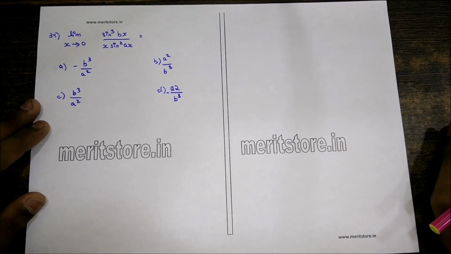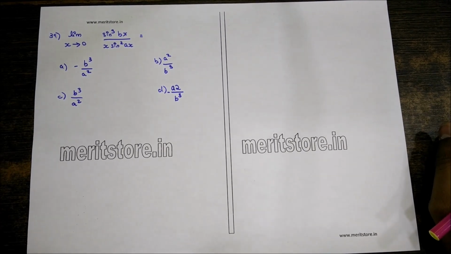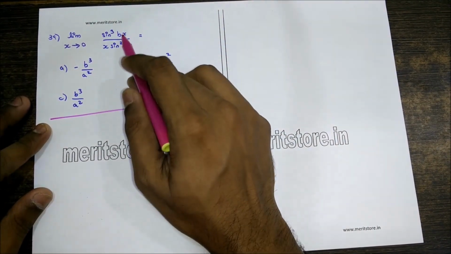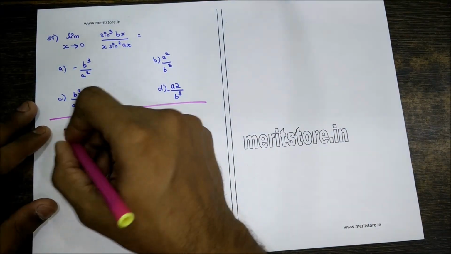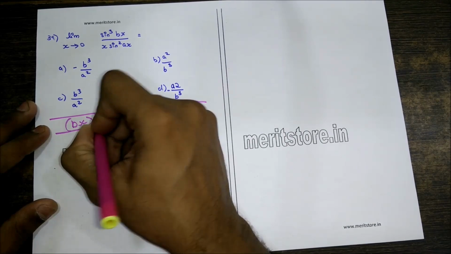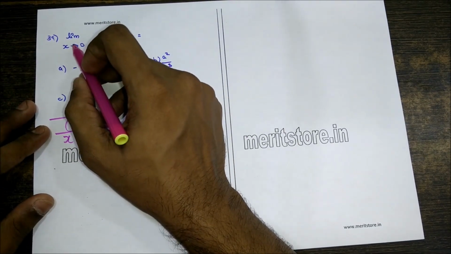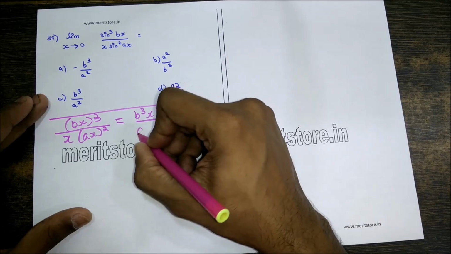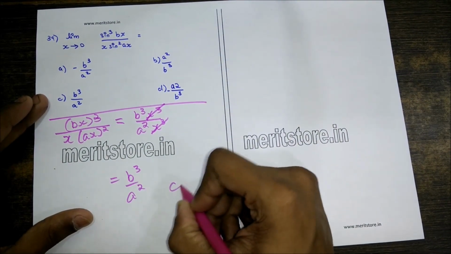Limit of x tends to 0, sin cube bx by x sin square ax equals a minus b cube by a square, b a square by b cube, c b cube by a square, or d minus a square by b cube. So we can write this as sin cube bx upon x sin square ax, which can be written as bx the whole cube upon x into ax the whole square, since the limit x tends to 0. Therefore we get b cube x cube upon a square x cube. x cube gets cancelled, we are left with b cube by a square, which is option C.